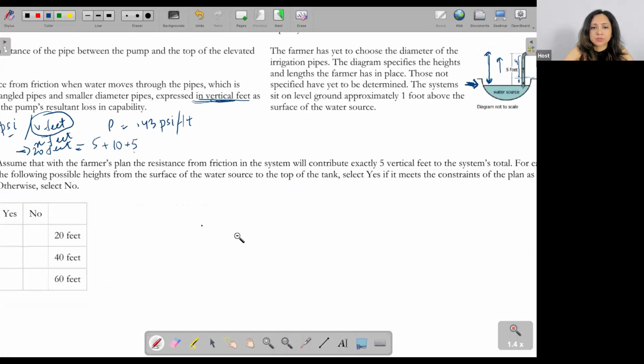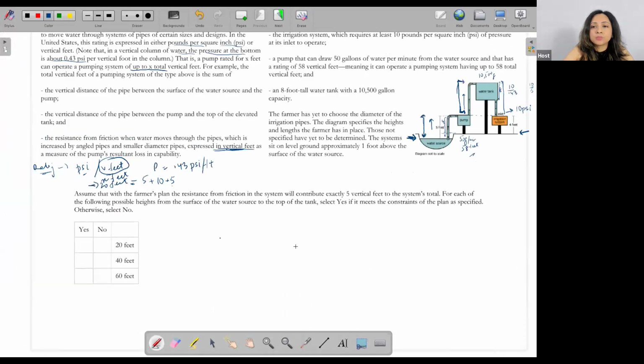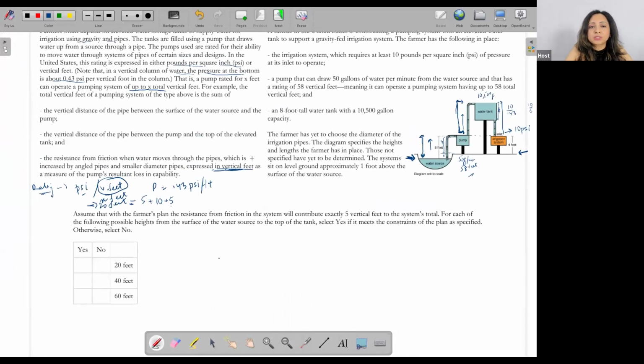Let me just reduce. Now, assume that with the farmer's plan, the resistance from friction in the system will contribute exactly 5 vertical feet to the system's total. So I know that his pump is a 58 feet rating pump. So that is 58. And we said there were these 3 quantities. I have been given that this is 5 feet. So over here plus 5. The last one, the resistance. Again, as I said, I don't care how they converted it into vertical feet. They have given me the data that this is equal to 5 vertical feet.